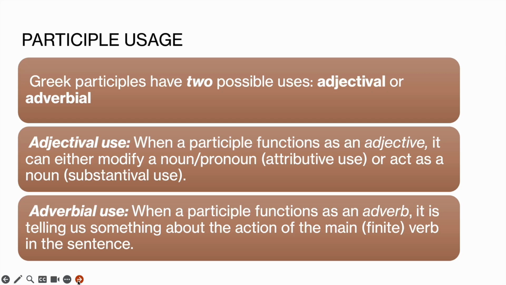I want to end off by talking about how participles are used within Greek sentences. To summarize, they have two possible uses, adjectivally or adverbially. When they act like an adjective, it can either modify a noun or pronoun, meaning it is attributive, or act as a substantival, like a noun. Participles can also have an adverbial use. When it functions like an adverb, it modifies the action of the main verb.